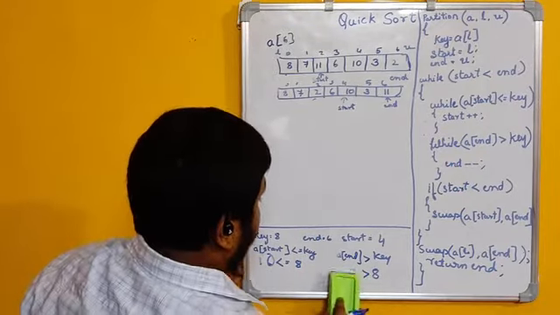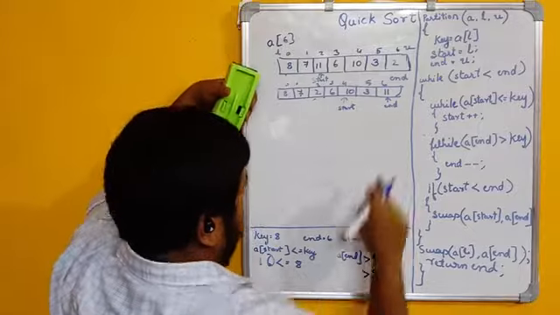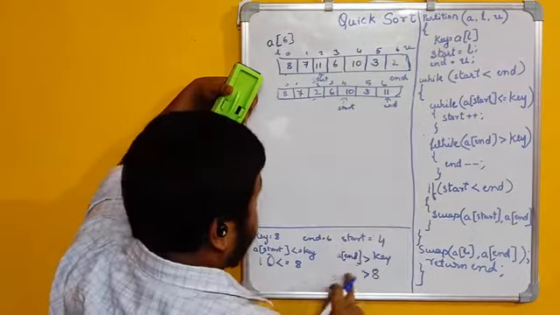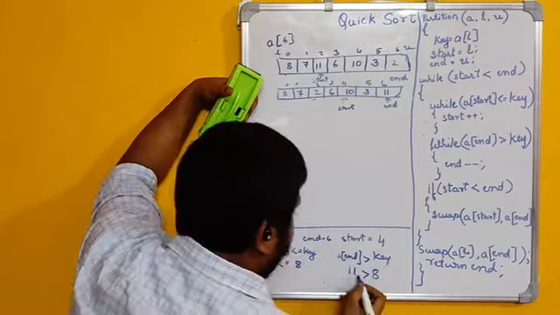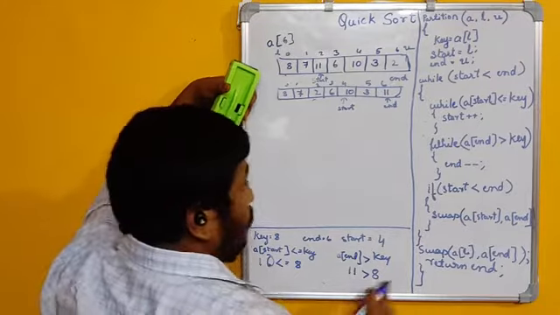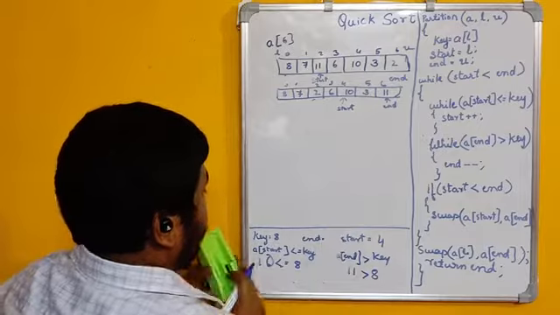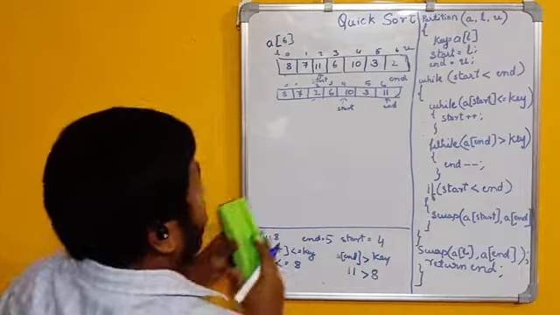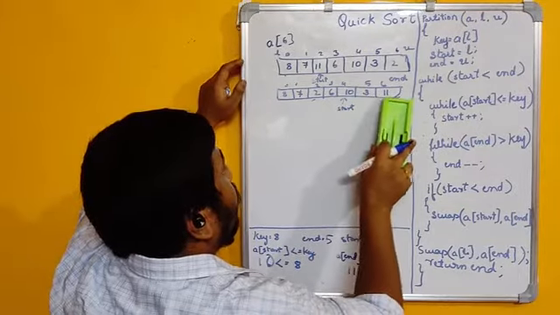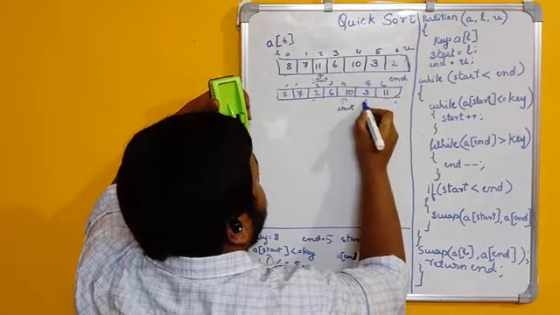Sorry, A of end is now what? Here 11. A of 6 is 11. So 11 is greater than 8. The condition is true. What we have to do? We have to decrement the end. So decrement means 6 minus 1, 5. So end will now point here.